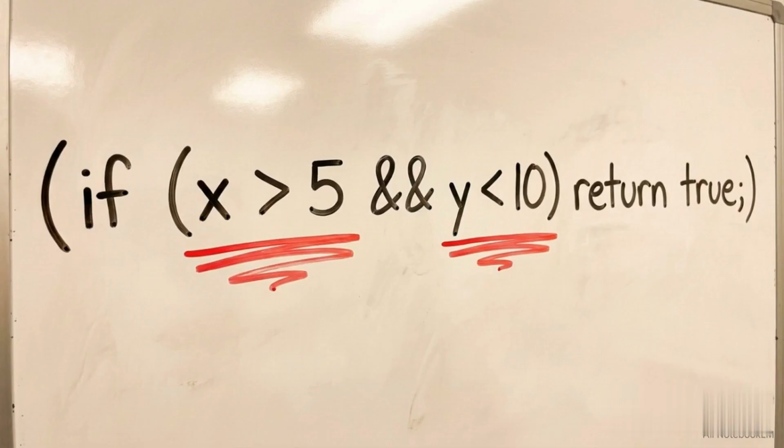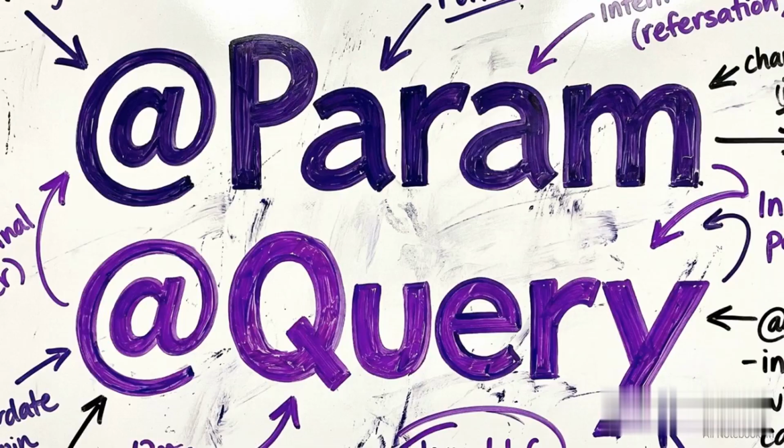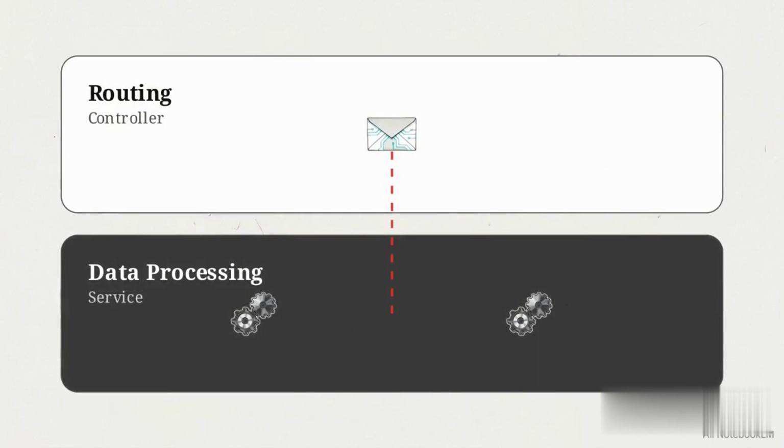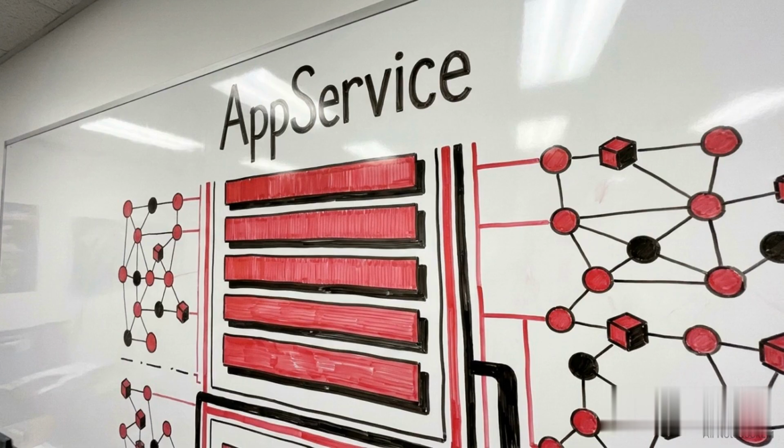When clients send dynamic data to these routes, we extract it directly inside the method signature using corresponding decorators, like @Param for URL parameters and @Query for query strings. Controllers excel at managing traffic, but they are not designed to process complex logic. For database calls or heavy calculations, they must pass the request downstream. That downstream destination is the service.